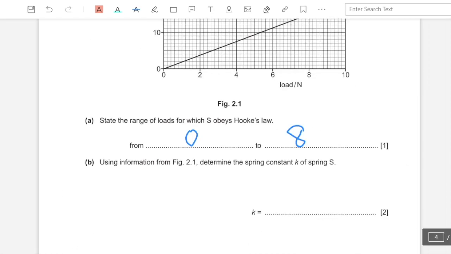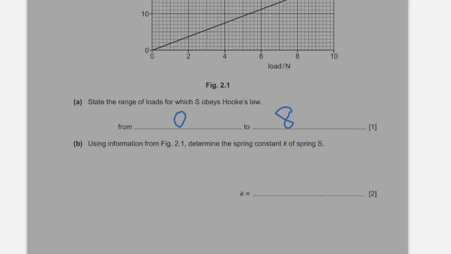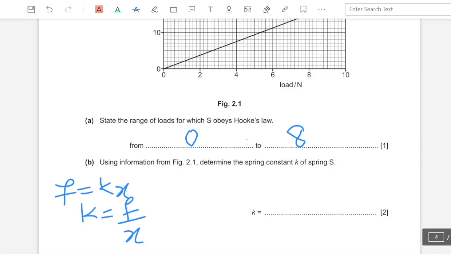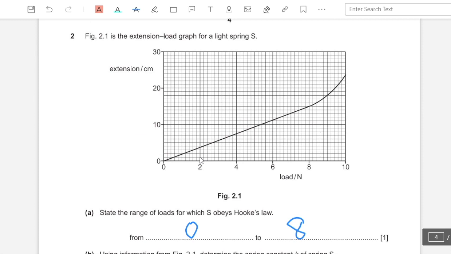B. Using information from figure 2.1, determine the spring constant k of spring S. So the equation we're supposed to be using over here is force is equal to constant multiplied by the extension, which means constant is equal to force divided by extension. The values to be used should be the ones under the straight line of the graph and not the curve, because we want them to be following Hooke's law.